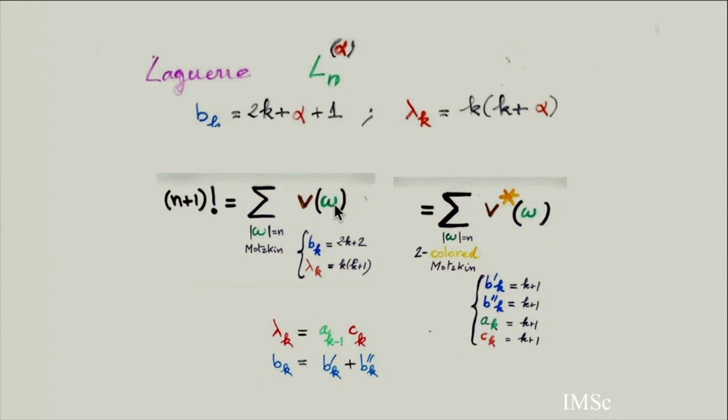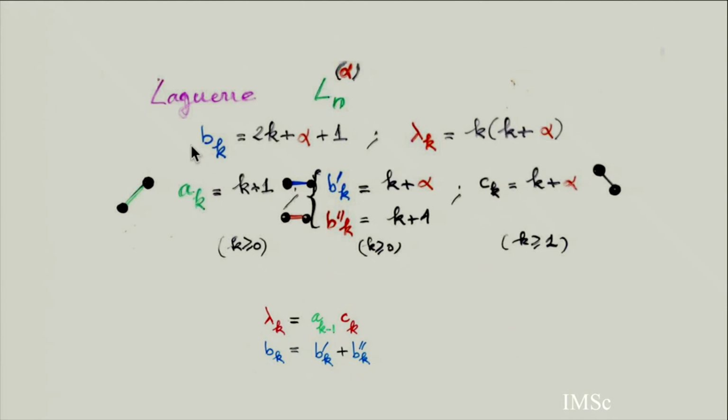So there are different possible proofs, and one possible proof is the following. You see, you replace. I am going to replace the b_k lambda_k, or I will put a_k equal k plus 1, b prime k equal k plus alpha, b double prime k equal k plus 1. I split my valuation here, so I split here a_k equal k plus 1, c_k equal k plus alpha.